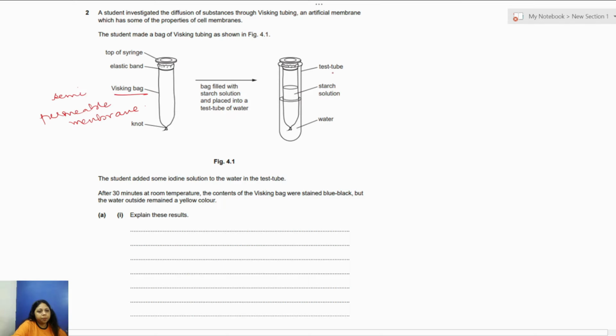So we have placed this Visking tubing into a test tube, and this test tube contains water. Clear? So this means this one is a hypotonic solution, right? Now, this Visking tubing has starch molecules, meaning there is lesser water inside. Lesser water potential inside the Visking bag.